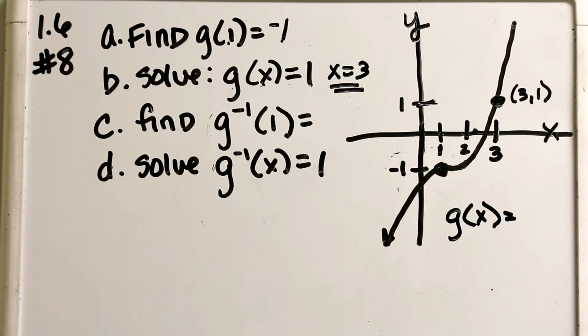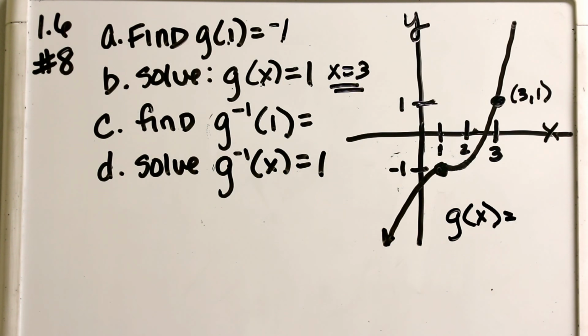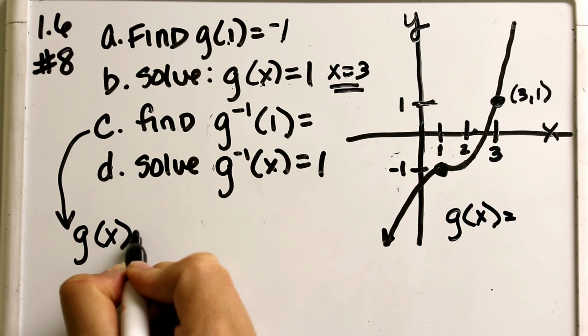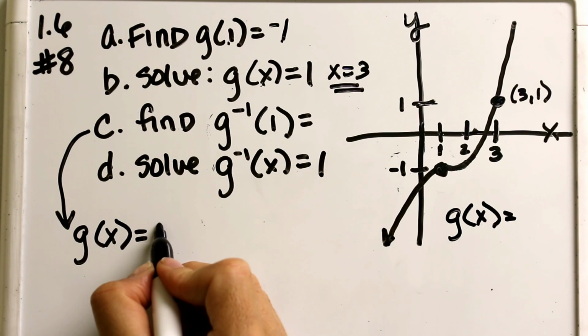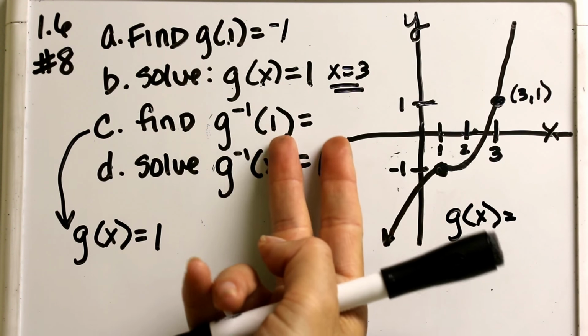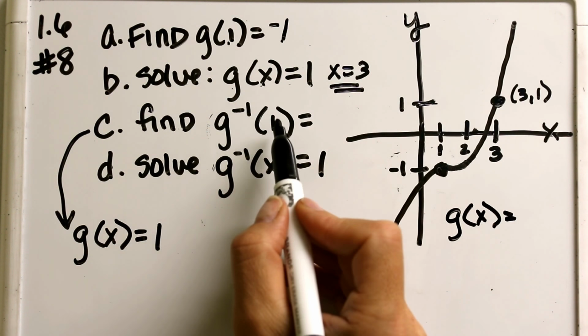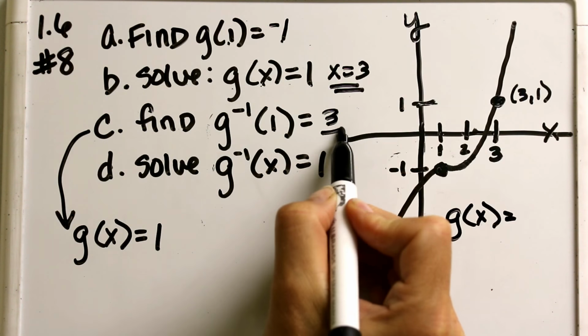In part C, we are asked to find the inverse of g of 1. Please remember that inverses are symmetrical about the line y equals x. So you are switching the y with the x and the x with the y. So essentially, we are really finding what g of x equals when you have a y value of 1, because the inverse would switch it. We've already found this answer in part B. We said the x was 3. So the inverse of g of 1 is 3.